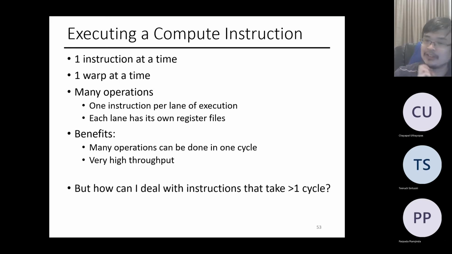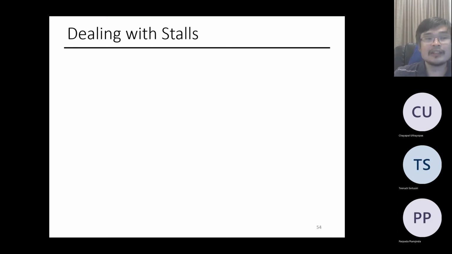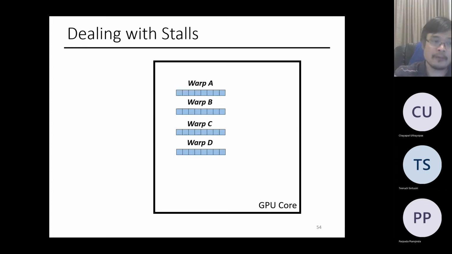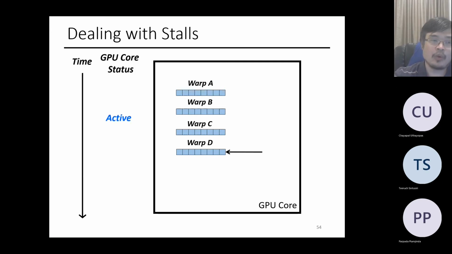If I have an instruction that takes more than one cycle, the GPU would handle the stall this way. So let's say I have a core that has 4 warps: A, B, C, and D. Each box here is one thread, right? So in each cycle, the GPU would basically pick one of these warps and it would run in lockstep.